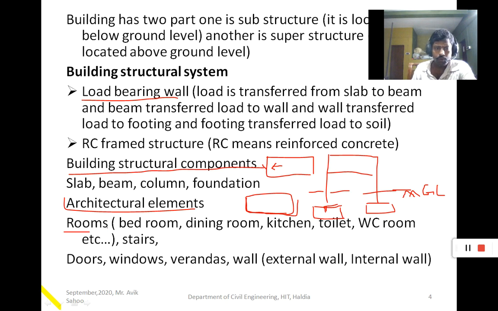So the rooms means the different rooms, bedroom. For different purposes we have planned and are making the different rooms. So bedroom, dining room, kitchen, toilet, WC room, doors, windows, verandas meaning balcony, walls, all are under architectural elements.